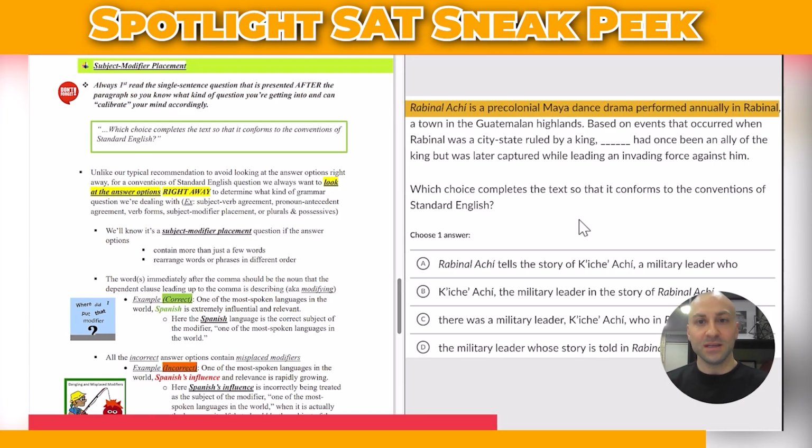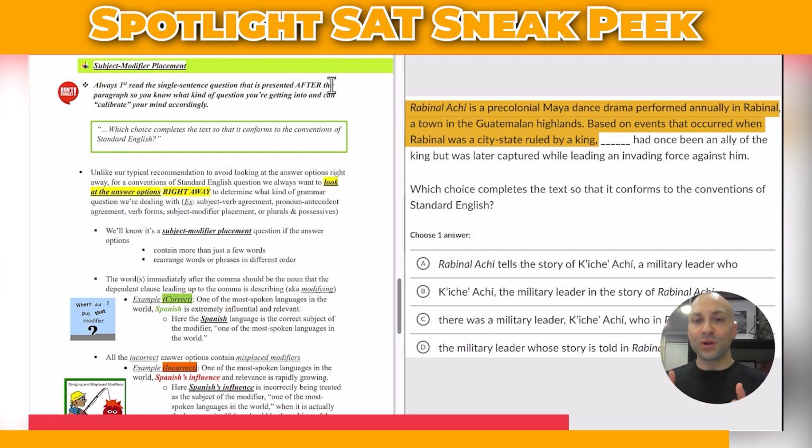Rabinal Achi is a pre-colonial Maya dance drama performed annually in Rabinal, a town in the Guatemalan highlands. Fun fact, I actually went on a mission trip for 2 months in Guatemala in 2006, and I went back a couple times after that. I love Guatemala. Based on events that occurred when Rabinal was a city-state ruled by a king.